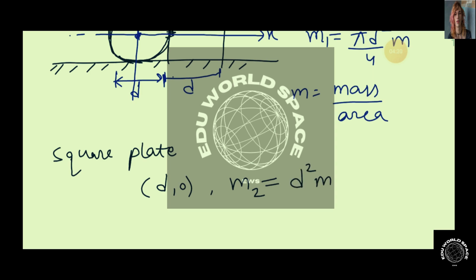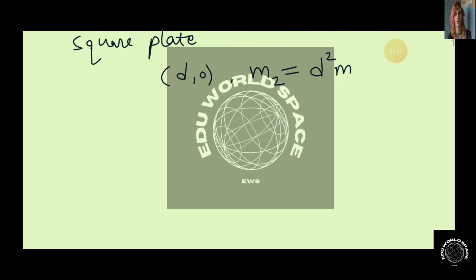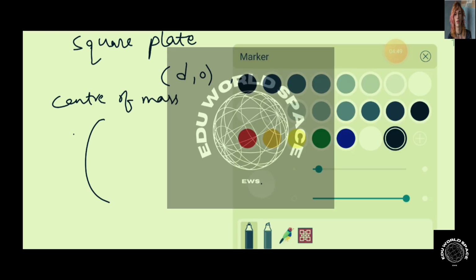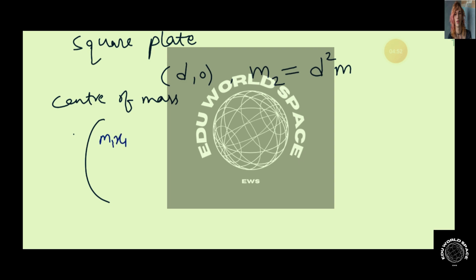Now after getting the information of coordinates and masses, the center of mass can be written as follows. The x coordinate formula is m1 x1 plus m2 x2 divided by m1 plus m2. Similarly, the formula for the y coordinate is m1 y1 plus m2 y2 divided by m1 plus m2.